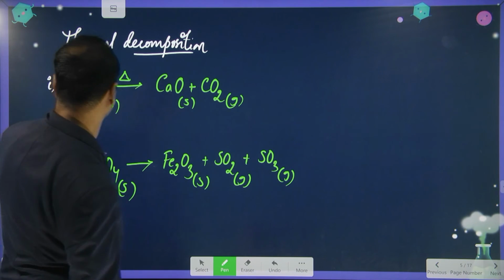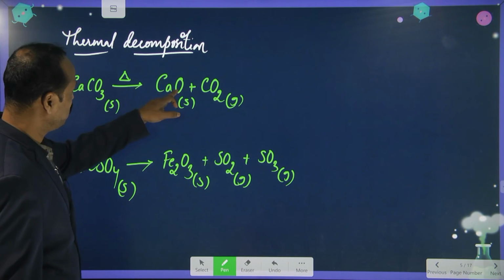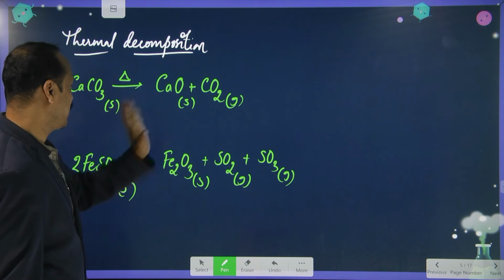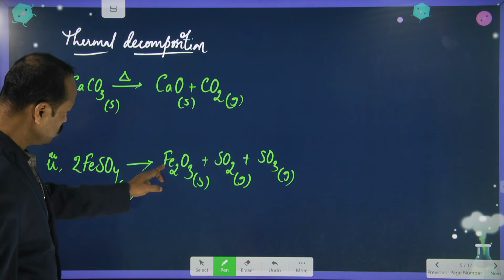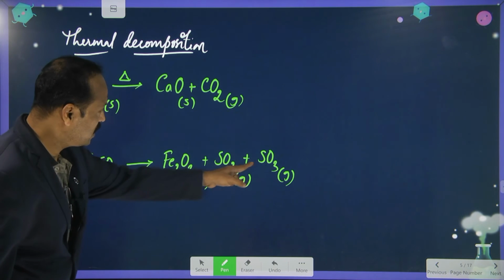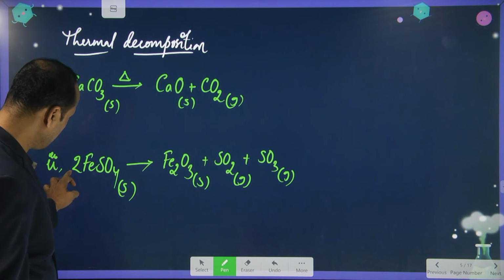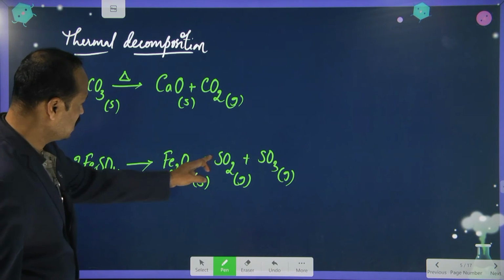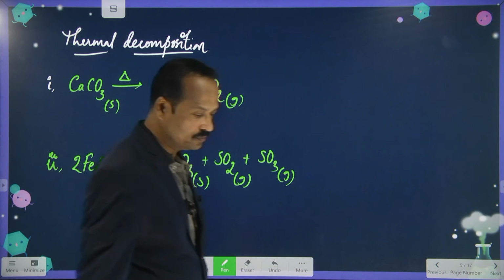So here also, one calcium, one carbon, three oxygens, 1 plus 2, so 3, balanced. Now here, 2 FeSO4 means 2 irons, so 2 irons. And here 2 sulfurs, 1 sulfur plus 1 sulfur. And 2 fours are 8 oxygens. Here 3 oxygens plus 2, 5 oxygens plus 3, 8 oxygens. Is this clear to you?